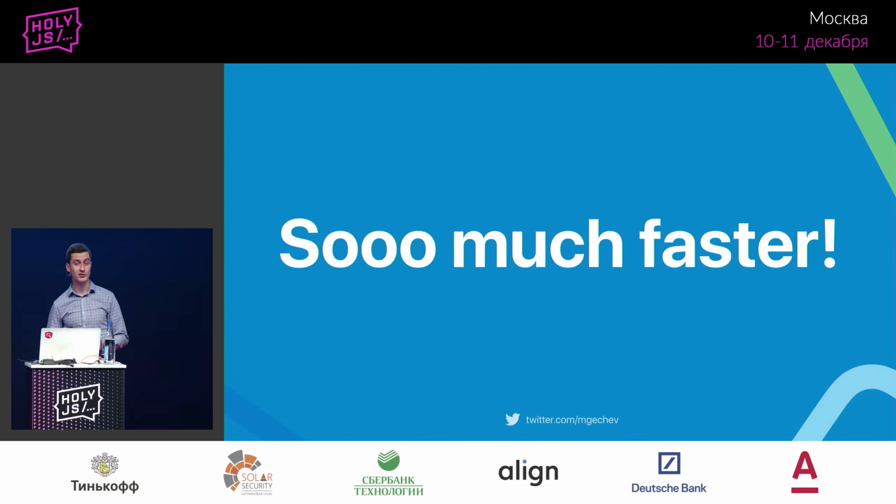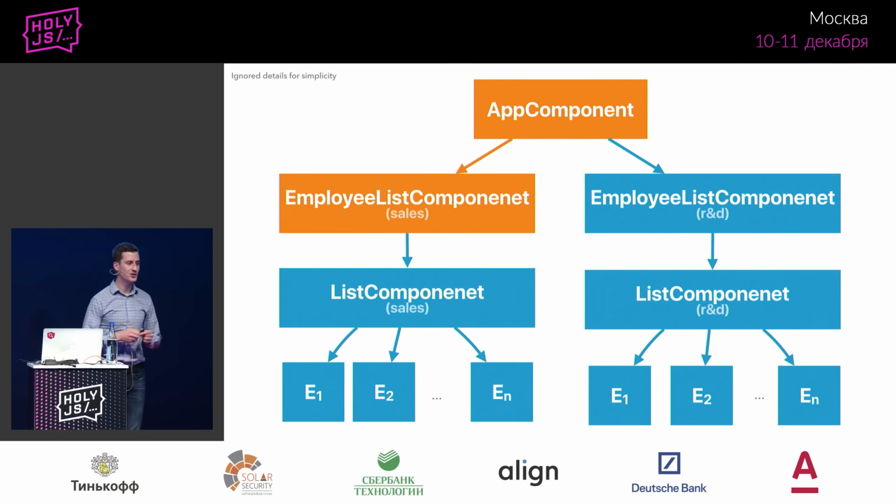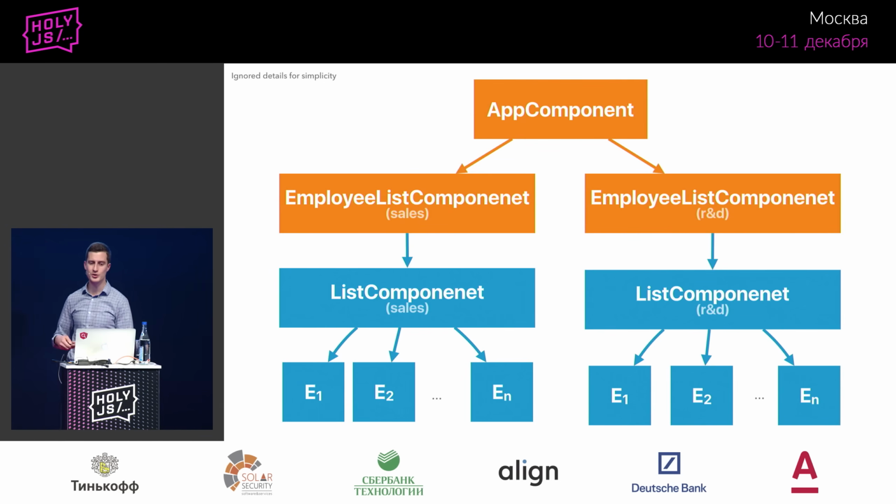It's so much faster. And here is what happens. When the user presses a single character on the keyboard, a single key, the change detection is still going to be triggered in the app component, unfortunately. It is also going to get triggered in the employee list component for the sales department and for the R&D department. Fortunately, this time we're going to skip the change detection run in the component subtrees which root the list components. That's because they have OnPush change detection and the events are happening in the scope of the employee list component, which is a parent component of the list component itself. So we can ignore the change detection there.